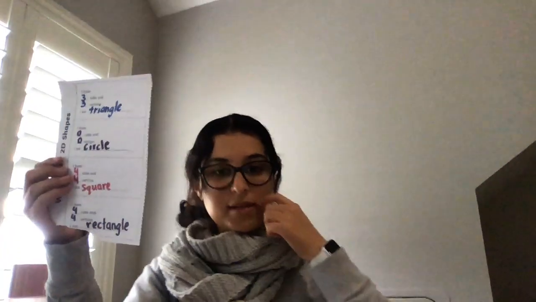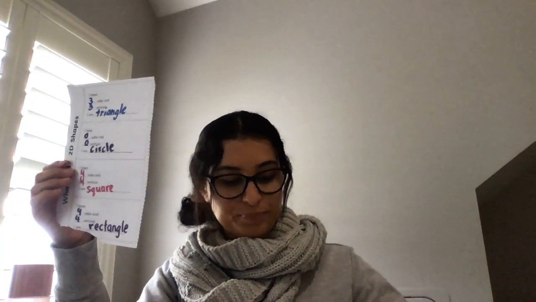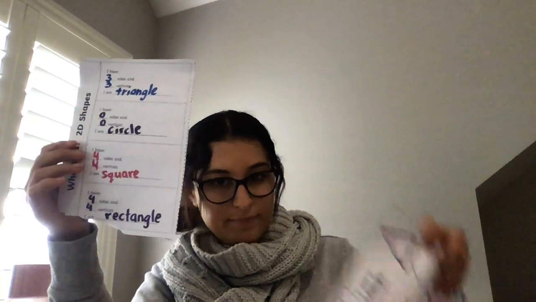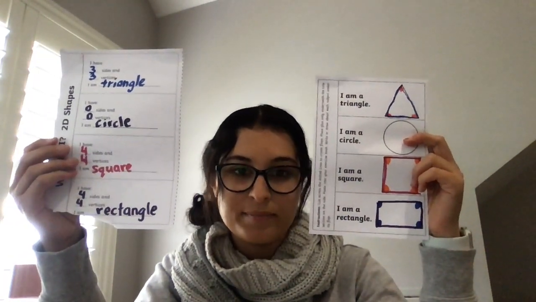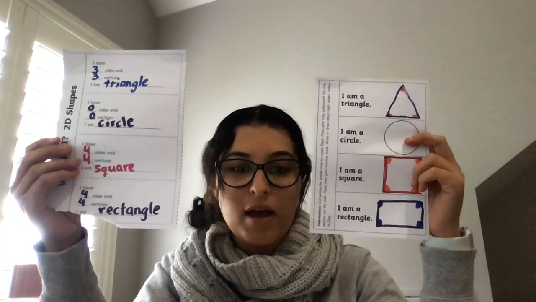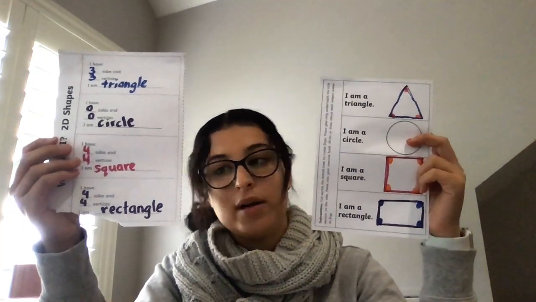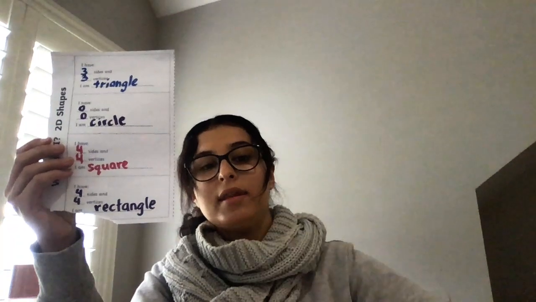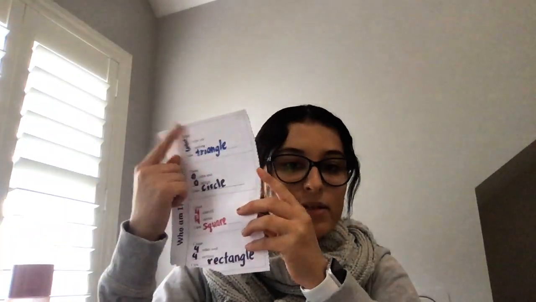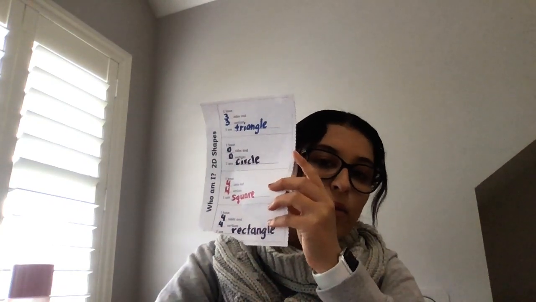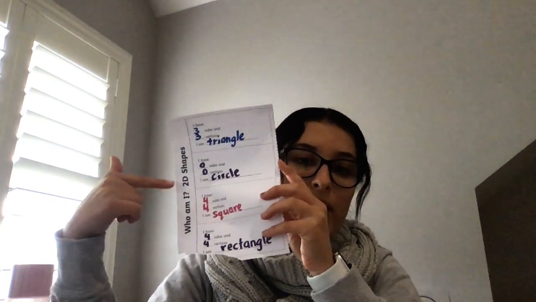Okay, so you need some scissors and some glue. Okay, and I have my 2 pieces like this. Okay, the next thing we're going to do is the one that has our writing, so our working out, the one that says, who am I 2D shapes?